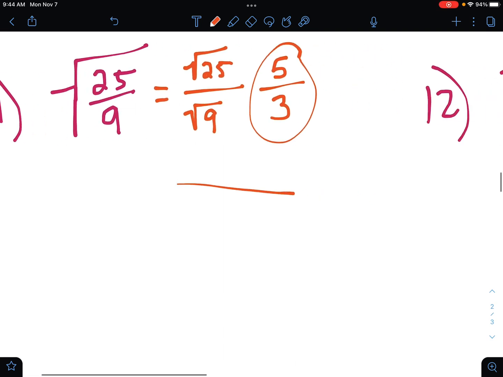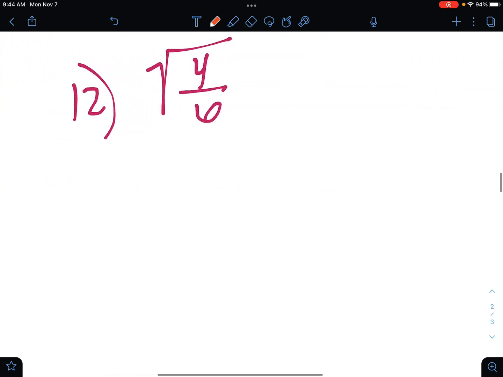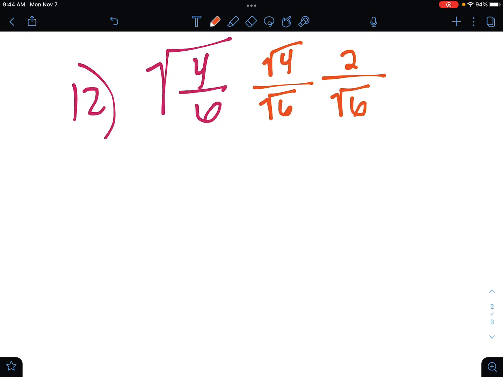What happens if it doesn't, though? Look at this one. When I split this one up, I get the square root of 4 over the square root of 6. Well, the square root of 4 is 2, but I don't have a square root of 6. And if I break that down, I can't even simplify it.